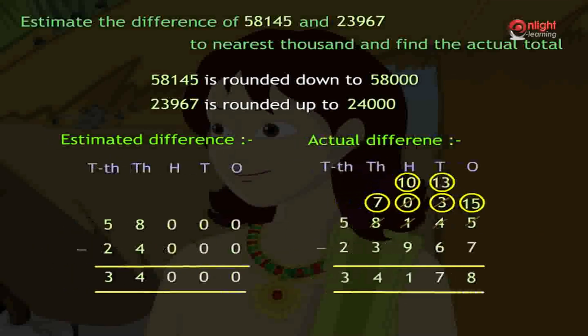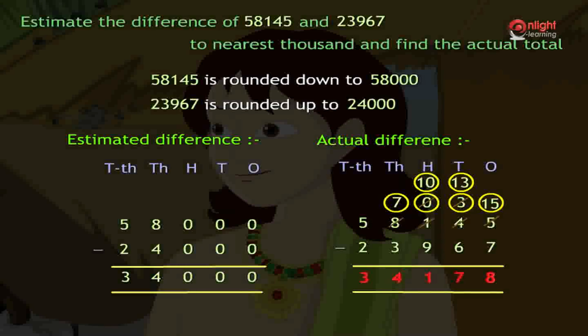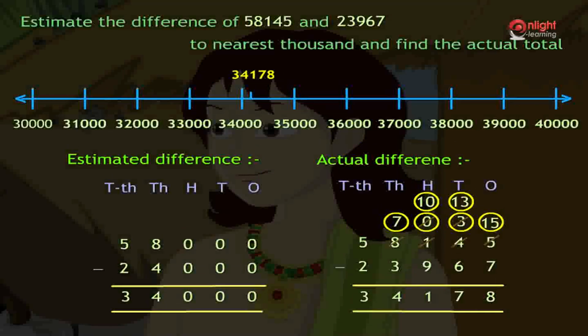Hence, the actual difference is 34,178. The estimated difference was 34,000. The actual difference is 34,178. Rounding off this actual difference to nearest thousand, we get 34,000, which is same as estimated difference.